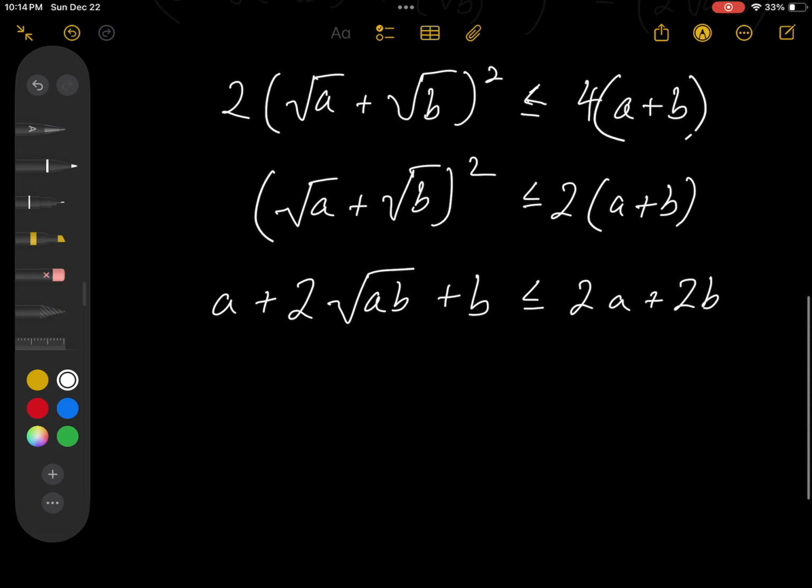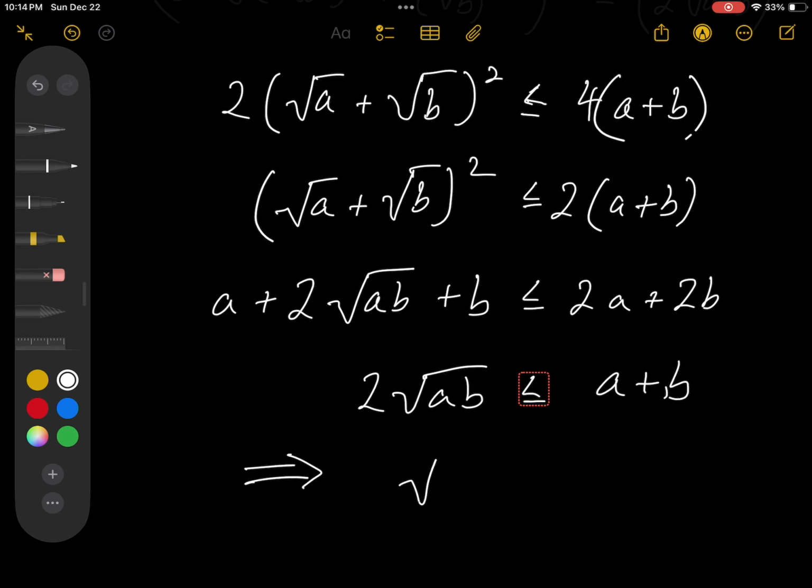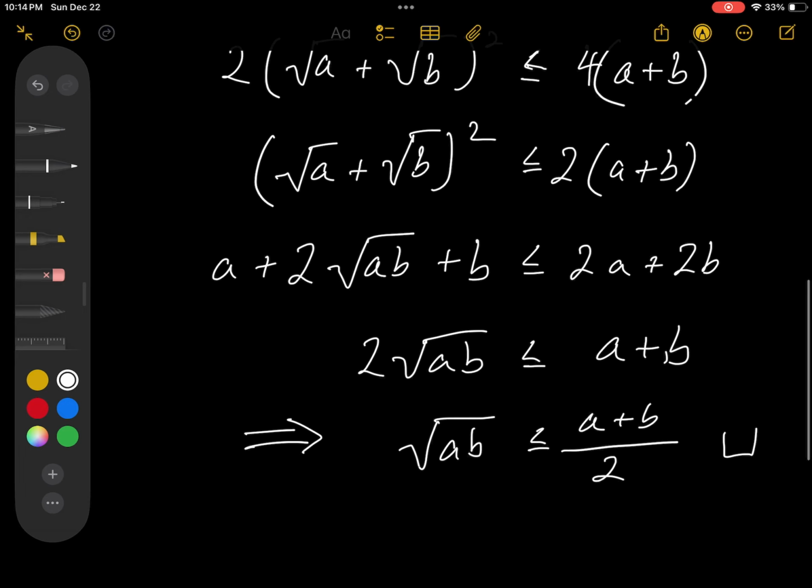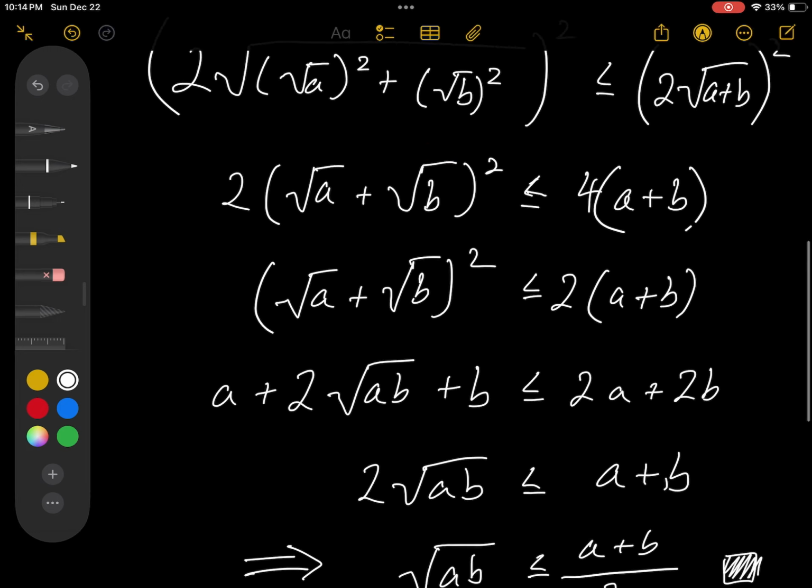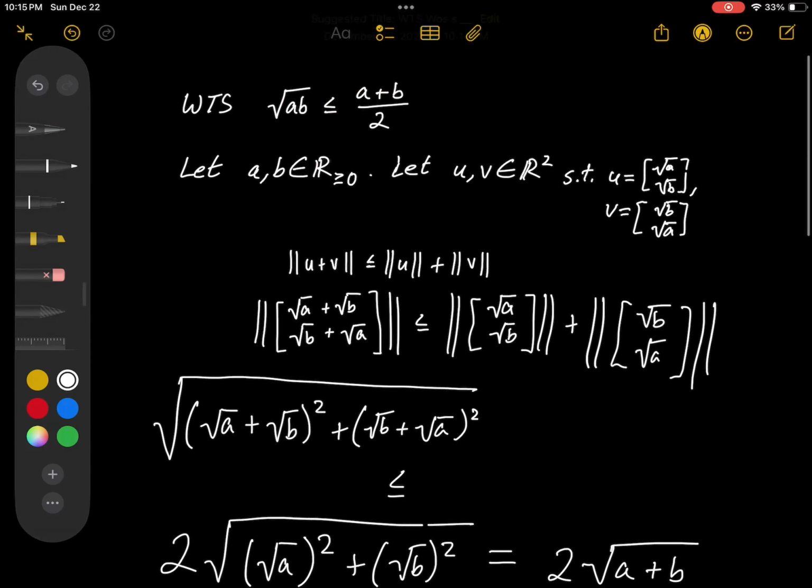And then we can subtract A and B from each side. So that would become 2 root AB is less than or equal to A plus B. And that finally implies that root AB is less than or equal to A plus B over 2. And there we go. We have proven the AMGM inequality right from the triangle inequality, and surprisingly using vectors.